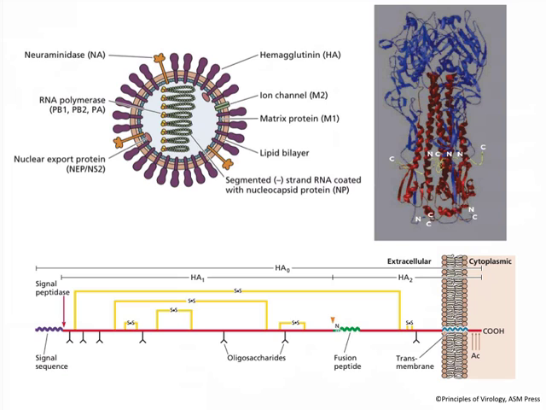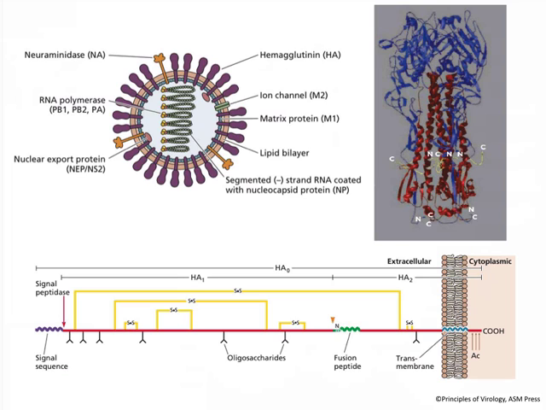That hemagglutinin and the neuraminidase, those two glycoproteins of the virus, are typical transmembrane glycoproteins. We've talked a little bit about them before in terms of their structure. Here's the virion of influenza virus. And you can see indicated the hemagglutinin, this purple club-shaped molecule, and the neuraminidase in yellow.